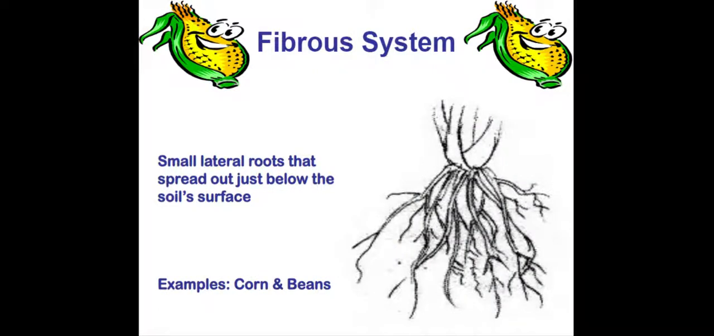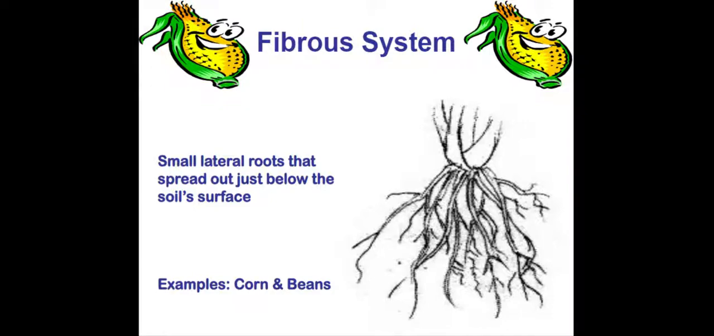Fibrous systems, shallow, right on the top of the surface. Okay? And examples of plants that you would have in your garden would be corn and beans. Corn and beans both have very shallow root systems. They don't go very deep in the soil. So you need to then remember that if you're growing corn or beans, they need to be watered regularly. They're looking for surface area water.